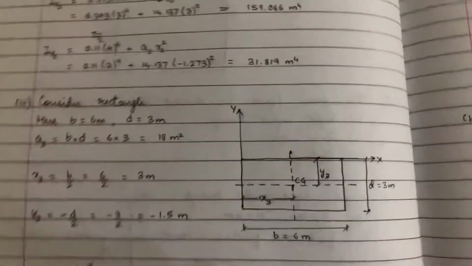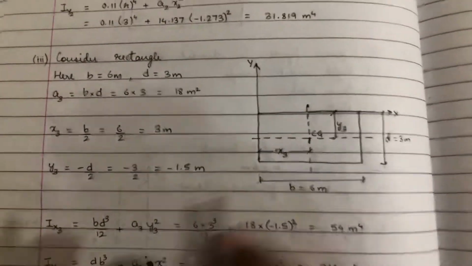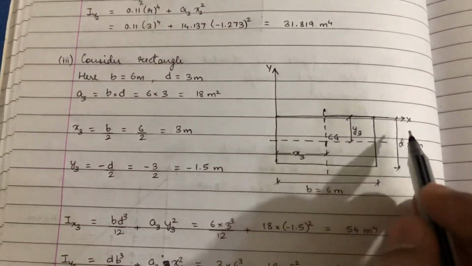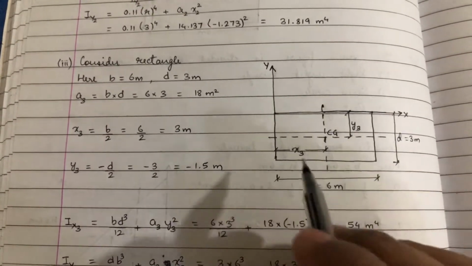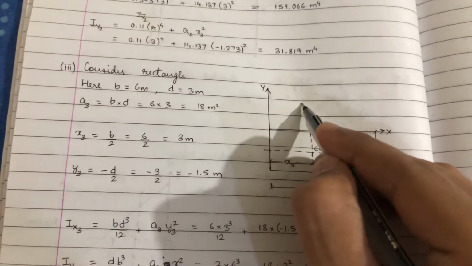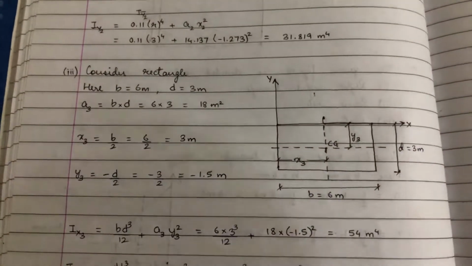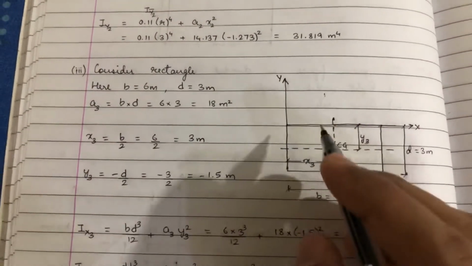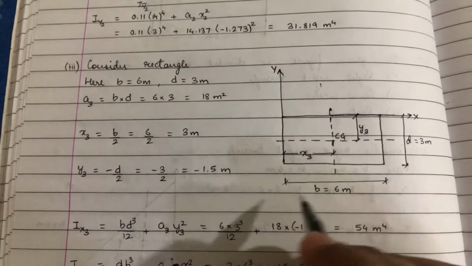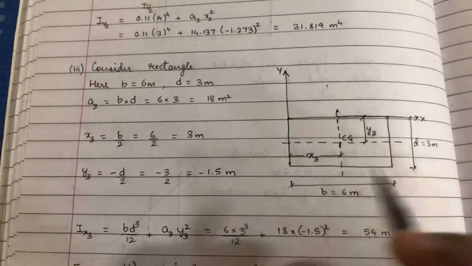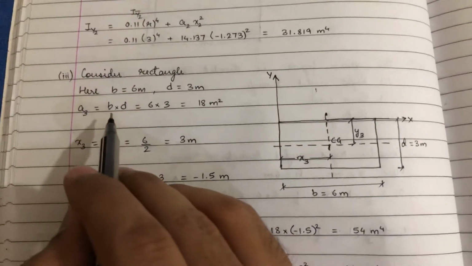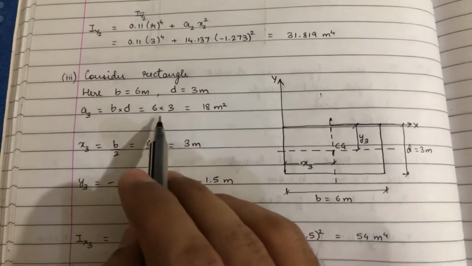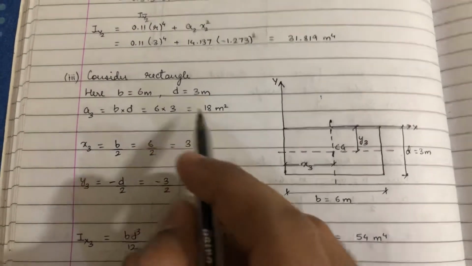Third figure is the rectangle. You can see this is the rectangle. The rectangle is below the x-axis, means this is in which quadrant? The rectangle is in the second quadrant. This is the first quadrant. This is the second quadrant. So here the width of the rectangle is 6 meter and depth is 3 meter. So area A3 will be equal to B into D, that is equal to 6 into 3, that is equal to 18 meter square.